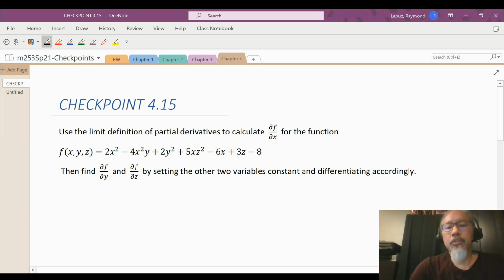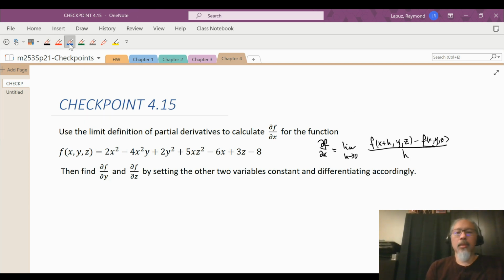So let's first recall our definition for the derivative of f with respect to x, which involves the limit as h approaches 0 of f of x plus h, comma y, comma z, minus f of x, y, z, all over h. This means that for the first term in the numerator, we will look at the expression, and wherever we see an x, we're going to replace it with an x plus h.